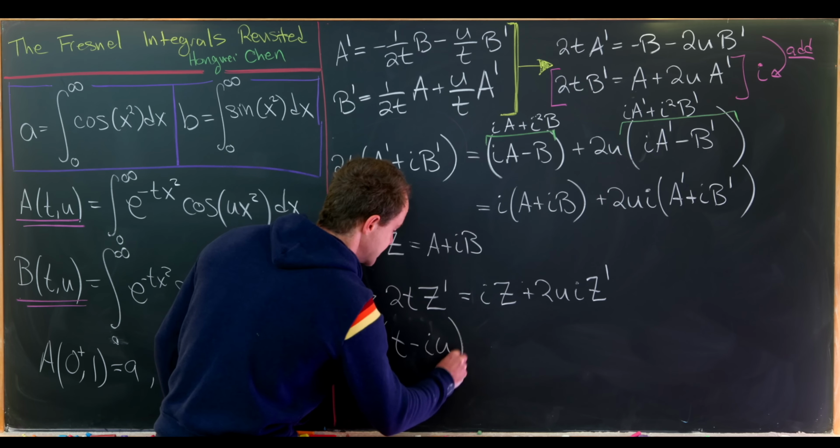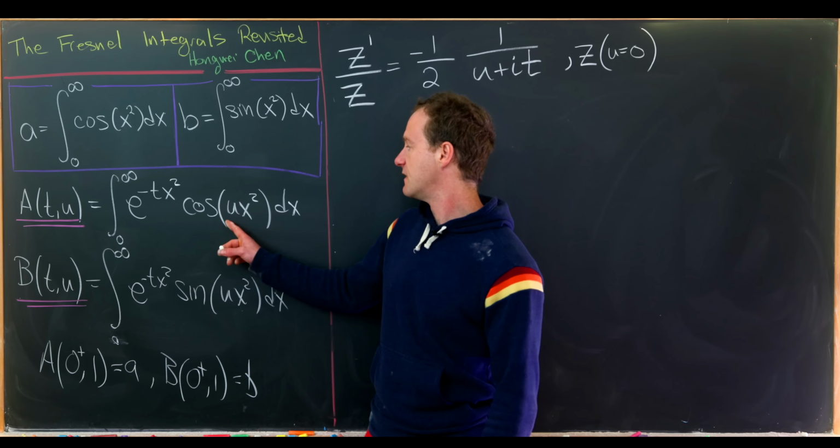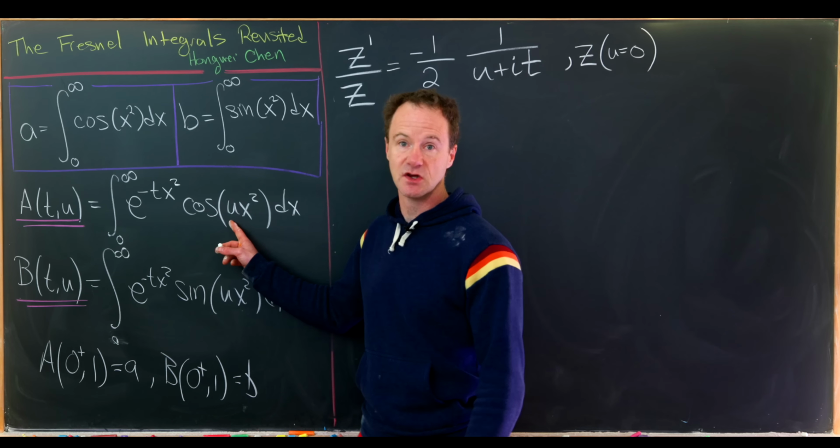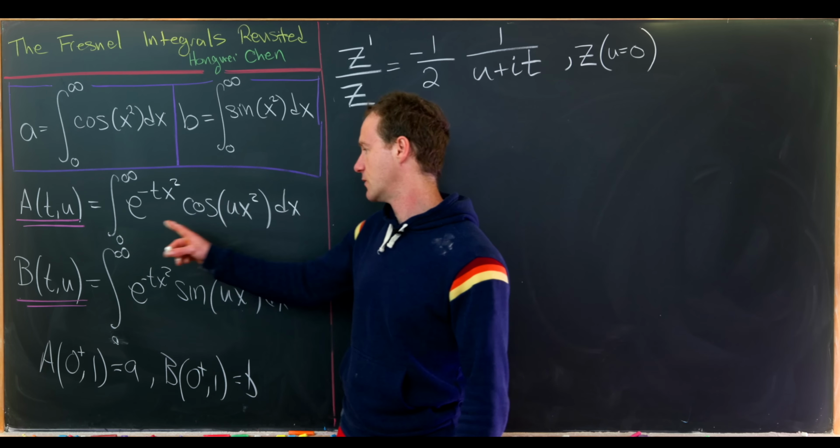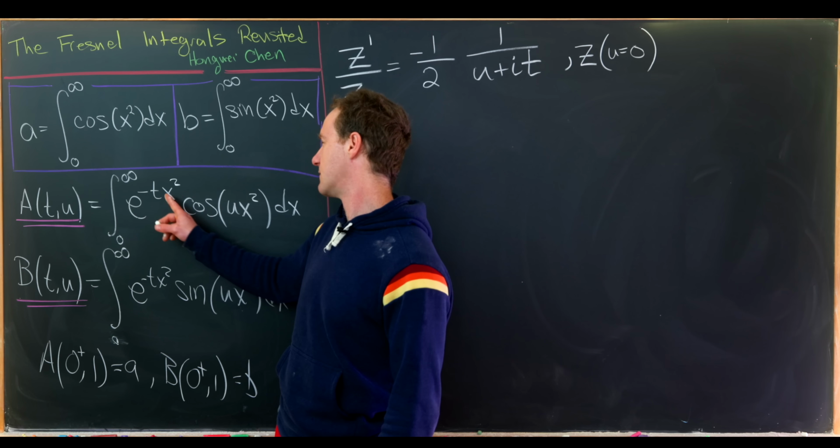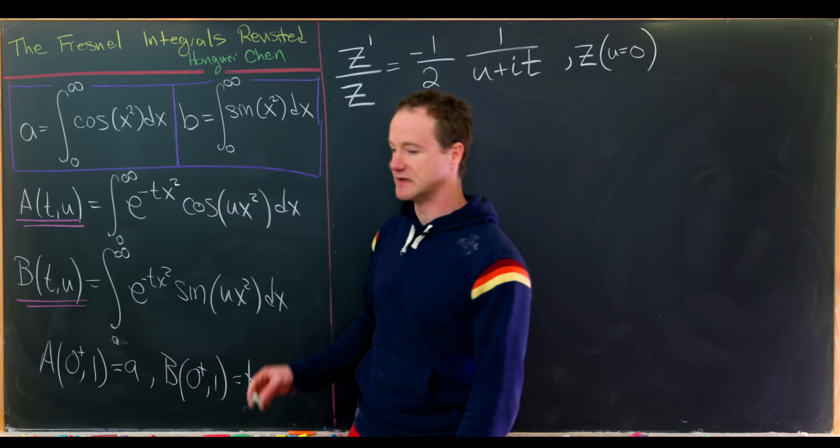So if we stick u equals 0 into z, recall that z is a plus bi, well, this part is going to totally disappear because sine of 0 is 0. And then this part right here will give us one of the Gaussian integrals. It will be the integral from 0 to infinity of e to the minus t x squared dx. I won't work out that value. I think we've done that on the channel before. But what we end up with is 1 over 2 times the square root of pi over t.